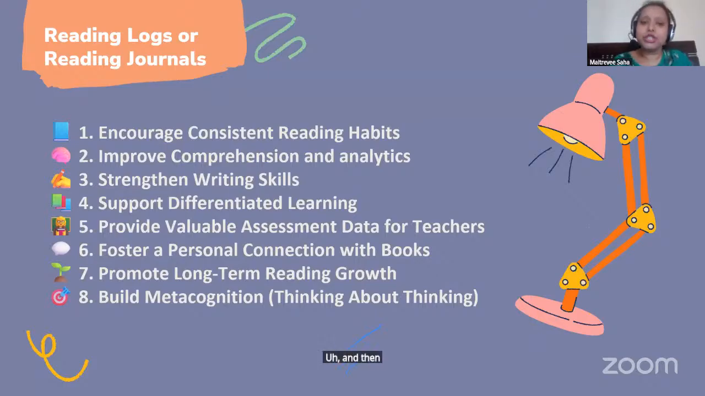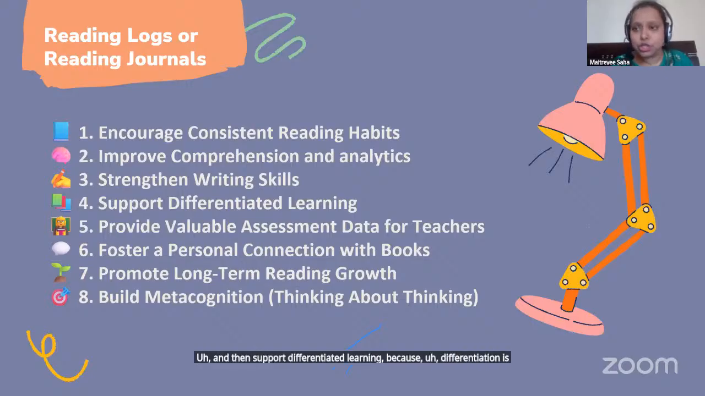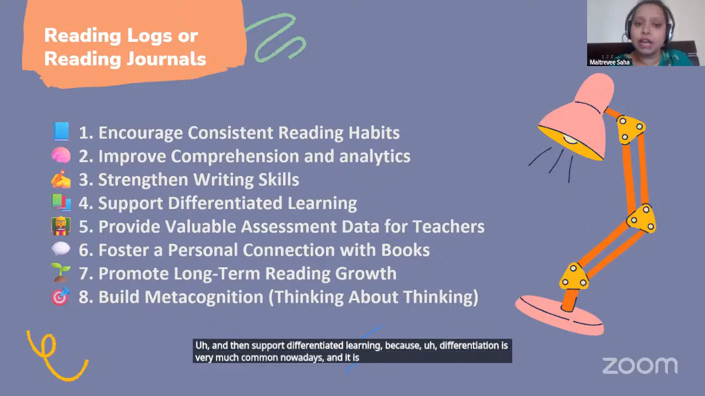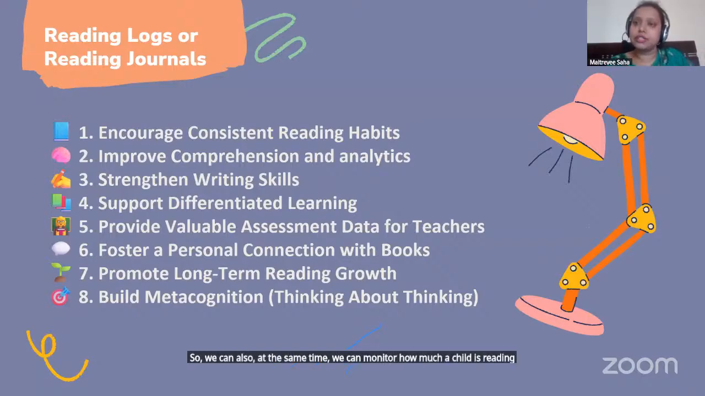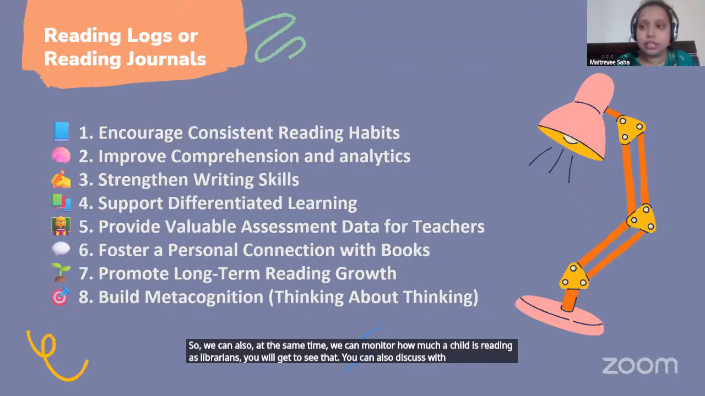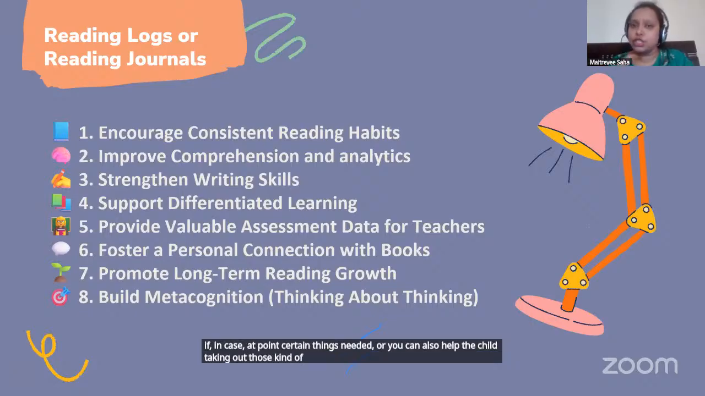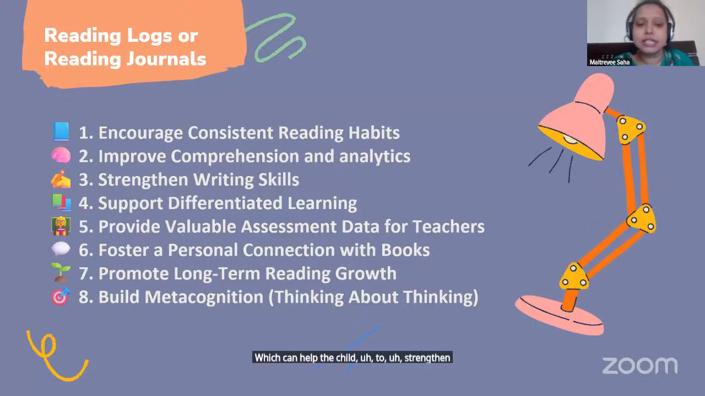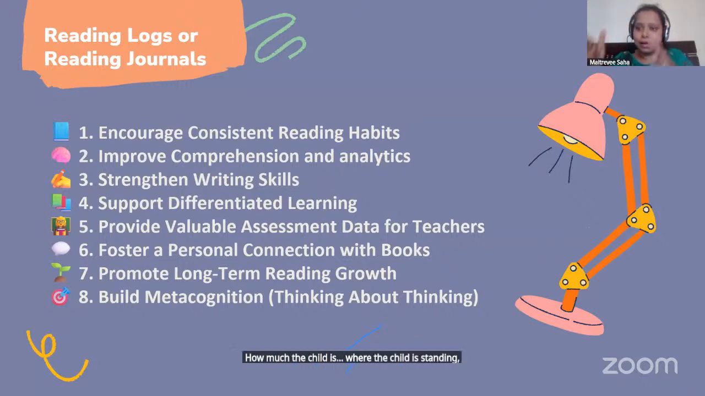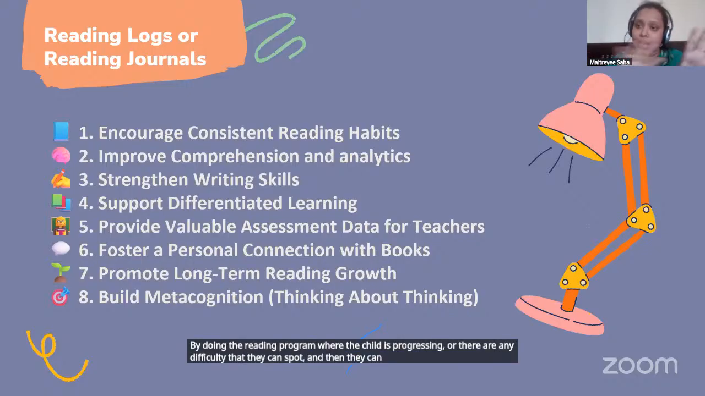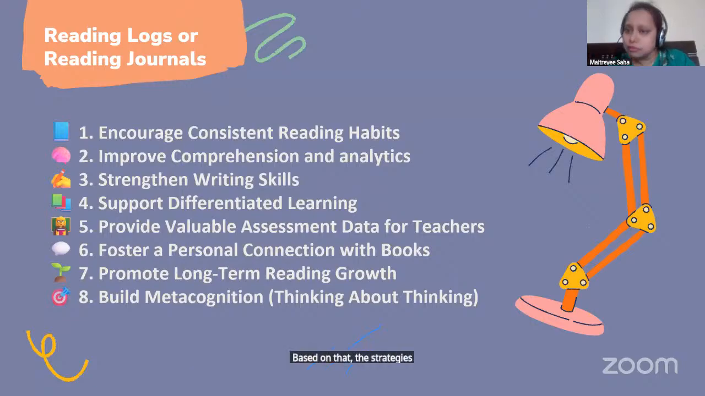And then support differentiated learning, because differentiation is very common nowadays and it is actually the need of the hour. So at the same time, we can monitor how much a child is reading. As librarians, you will get to see that. You can also discuss with the teachers if certain things are needed, or you can help the child take out those kinds of books which can help strengthen reading skills, and provide valuable assessment data for teachers. Teachers will get to know where the child is standing by doing the reading program, where the child is progressing, or if there is any difficulty that they can spot, and then they can work accordingly. And based on that, the strategies can be modified.